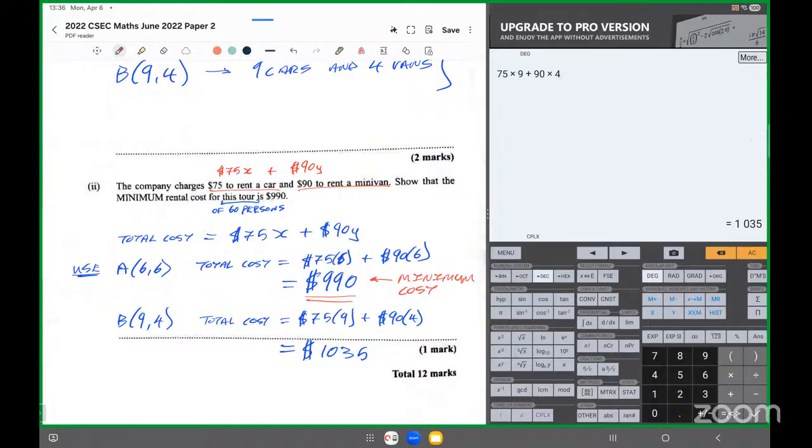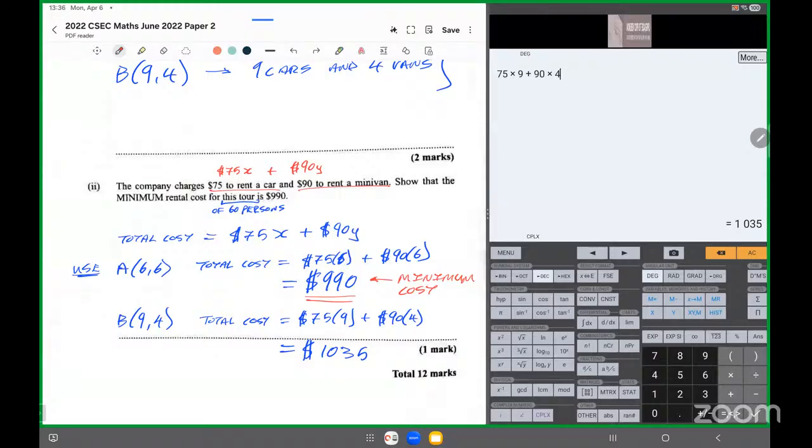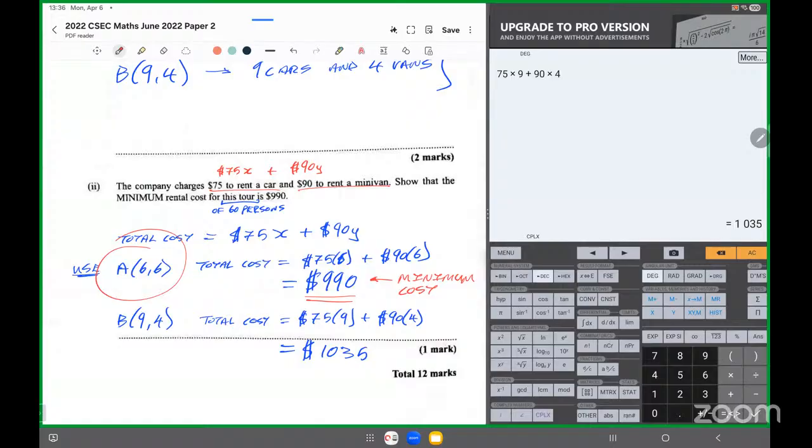So you can carry 60 persons using this combination with this amount of money you're going to have to spend. You're going to spend $990. Or if you use this combination, you're going to spend this amount of money. So if you want to reduce the amount of money you're spending, the best combination to use is 6 cars and 6 vans, and you can still carry those 60 persons. And you would only be spending $990.